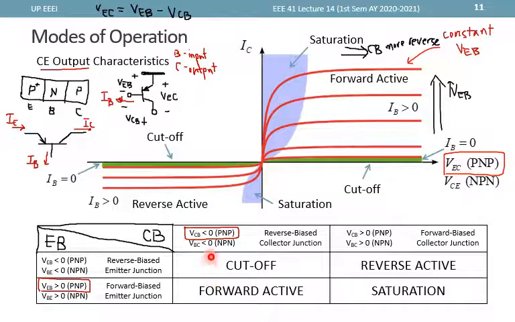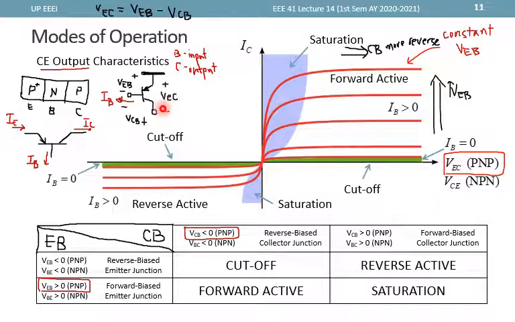The next easiest to discuss is the cutoff, where the EB junction is reverse biased and the CB junction is reverse biased. If you have two diodes that are reverse biased, then the currents must be very low at either end, and therefore we get this plot right here where the current is nearing zero. So IC is approximately 0 and IB is approximately 0, and therefore IE is approximately 0. So almost each current in our device is approximately 0.